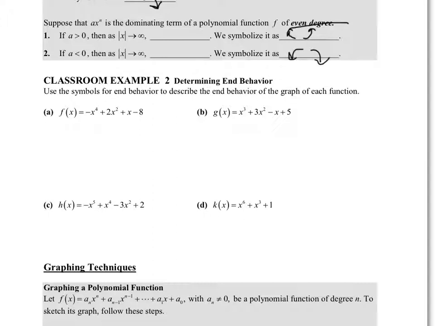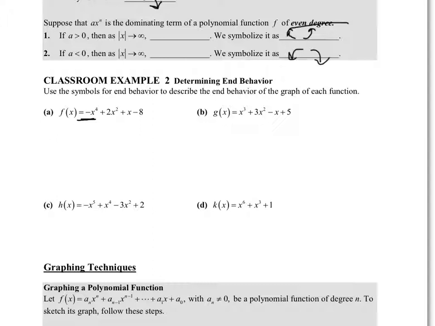Look at a. f of x equals negative x to the fourth plus 2x squared plus x minus 8. First thing you want to do is check to see that it's in descending order. If it's not, you either need to put it in descending order or identify what would be your leading term, whatever term has the biggest exponent. Well, this is in descending order, and the only thing I need to look at is that negative x to the fourth, simply the first term in descending order.